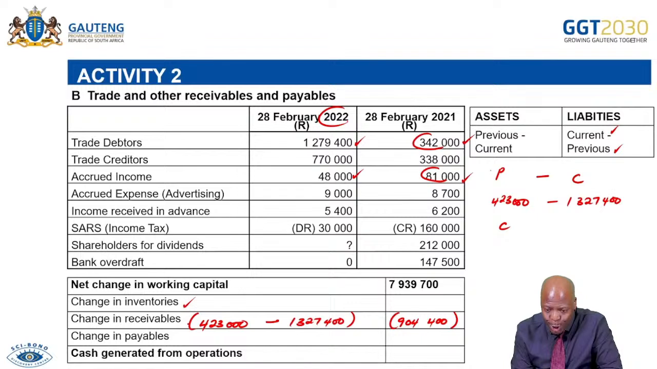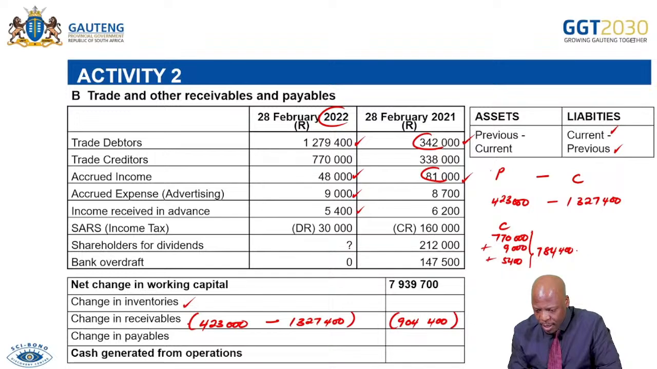Current is 2022. We're going to take our creditors, which is 770,000. Then we're going to say plus what? Accrued expense, plus 9,000 here. Then another one, income received in advance, plus 5,400. How much do we get? I need to see calculators. Okay, so you have 770 plus 9 plus 5,400. That will give you 784,400.